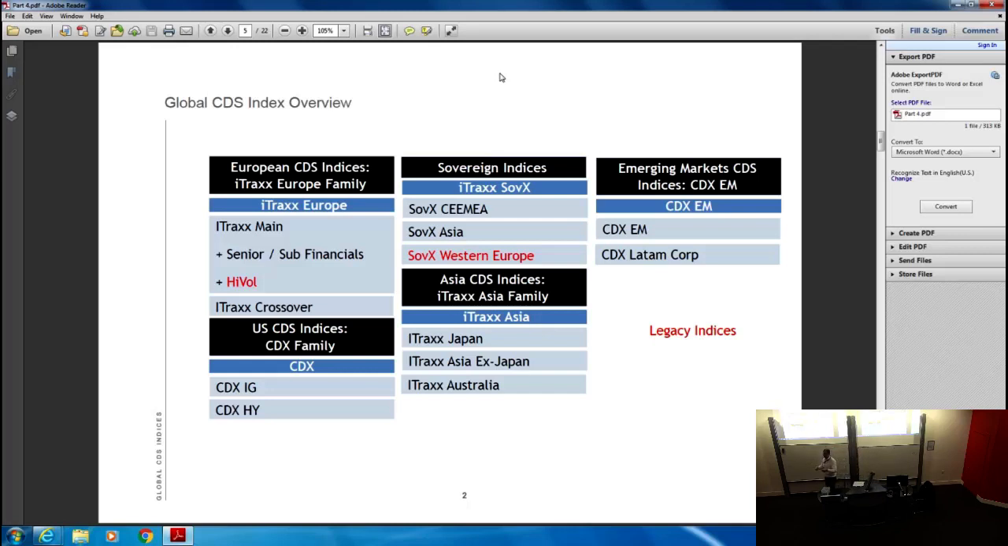In the US, they trade the CDX-IG. That's the equivalent of the iTraxx Main, 125 investment grade names. They also have the CDX High Yield, the equivalent of the Crossover, but focusing on US names. In sovereign space, we trade SOVX CEEMEA, we trade SOVX Asia, and we used to trade SOVX Western Europe, which was essentially Western European sovereign CDS in an index. That had a lot of traction back in 2010 to 2012, but EU restrictions on trading European sovereign CDS have meant that it has fallen by the wayside. In Asia, we trade iTraxx Japan, Asia ex-Japan, iTraxx Australia, and on the EM side, CDX EM and CDX LATAM as well.